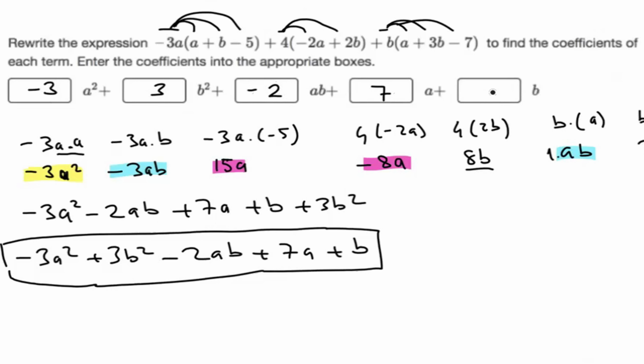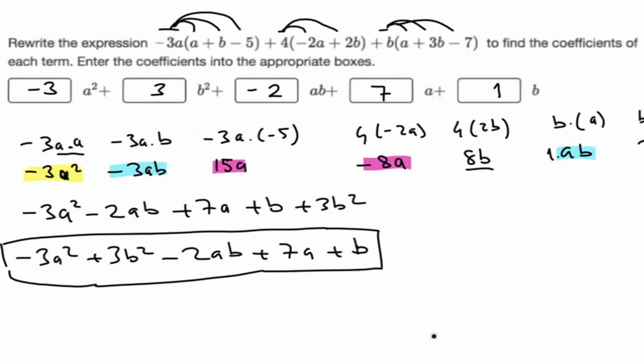And then some students may think that there should be nothing here for b. If you don't write anything here, it will be considered as 0. But here we have single b. In front of this b there is an invisible 1. So we need to write here 1 to make it correct. Yeah, that's so. So we need to fill in these blanks accordingly, and we got the correct answer.